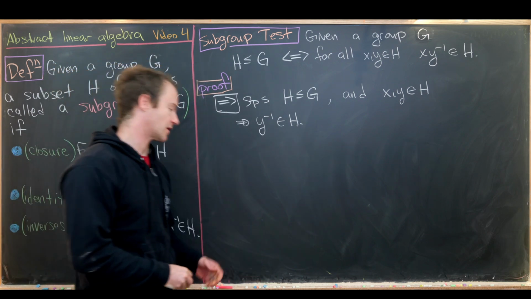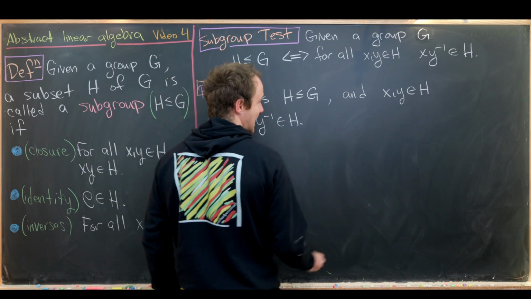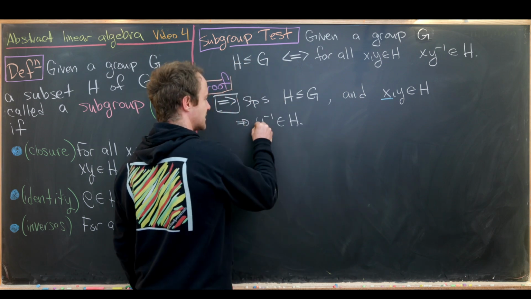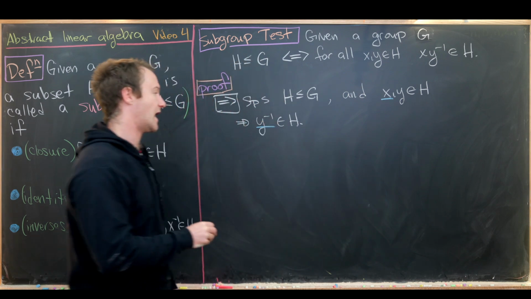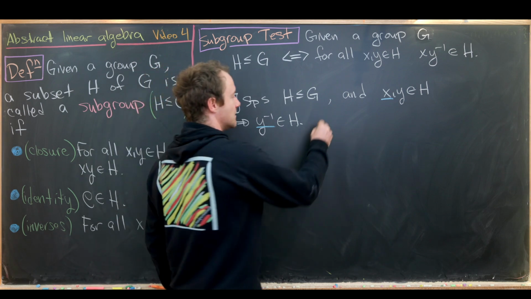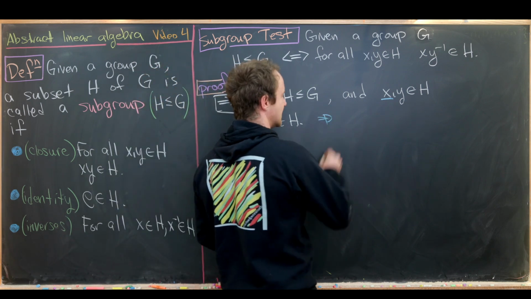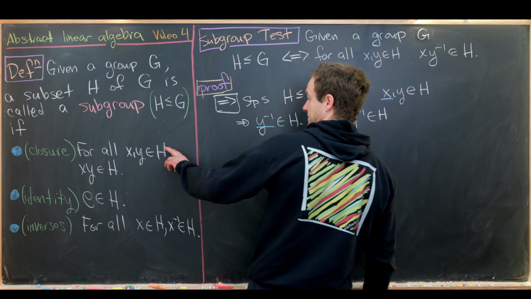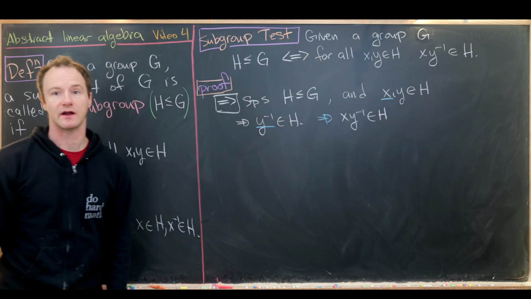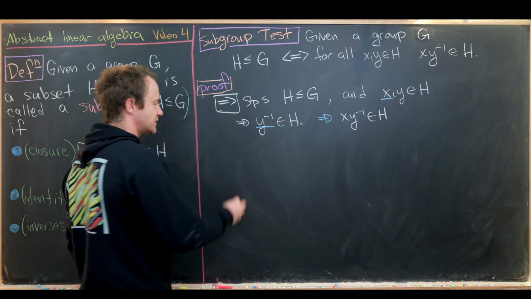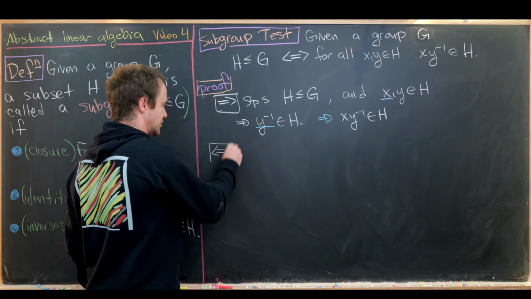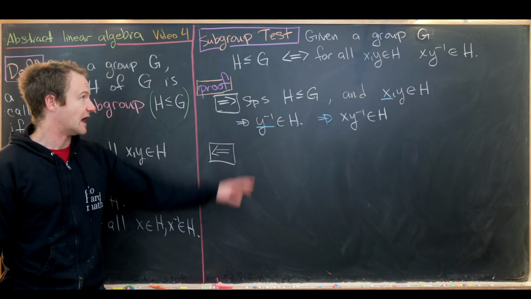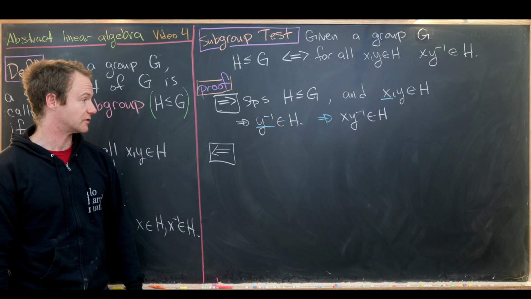But now from here, we have 2 elements in H that we want to combine. We have this one we started with, x here, and one we started with, y inverse here. So combining those 2 elements, we'll see that x y inverse is in H. And so that's because of this closure operation right here. Okay, so now let's go with the reverse direction. So we want to suppose that this statement is true, and then prove that H is a subgroup.